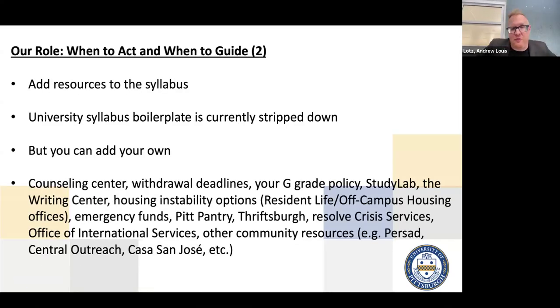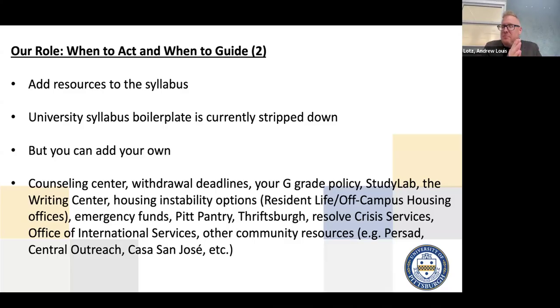So first and foremost, my advice is to add resources to the syllabus and to the Canvas page. There's no harm in adding additional resources. Currently, if you look at our university syllabus boilerplate, it's a little stripped down.